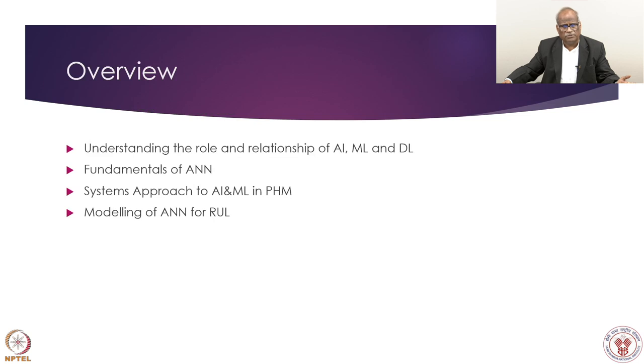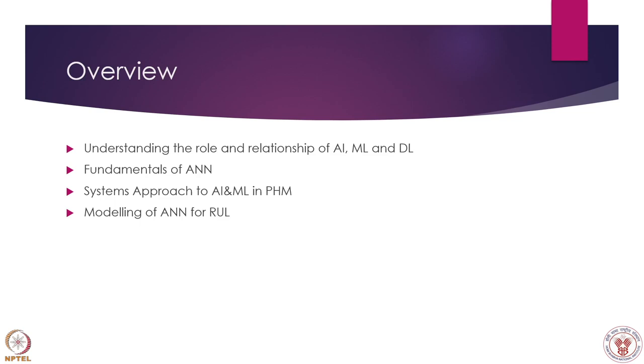What overview we have here is, we have discussed right from scratch, I would say, because I wanted this lecture to stand alone. So I started with the very fundamentals of ANN, and then we saw the relationship of AI, ML and DL, which should be clear now, and a systems approach we have used here, because we chose one component, but we knew how that one component comes from the plant, and then modeling for ANN and RUL with uncertainty estimates.